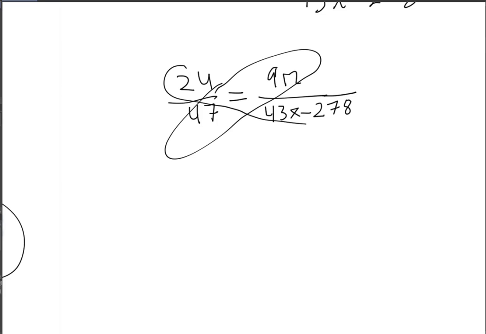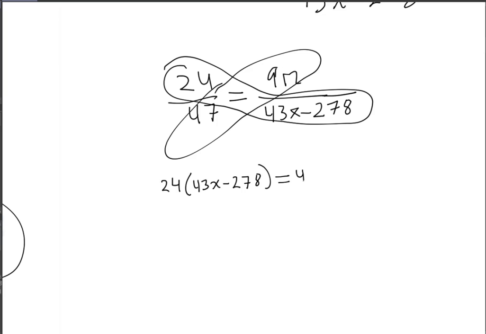All right, I'm going to go ahead and cross multiply now. So I end up with 24 times 43x minus 278, right, is equal to 47 times 912. Okay. So now I'm just going to go ahead and simplify. I'm going to distribute that in as well.